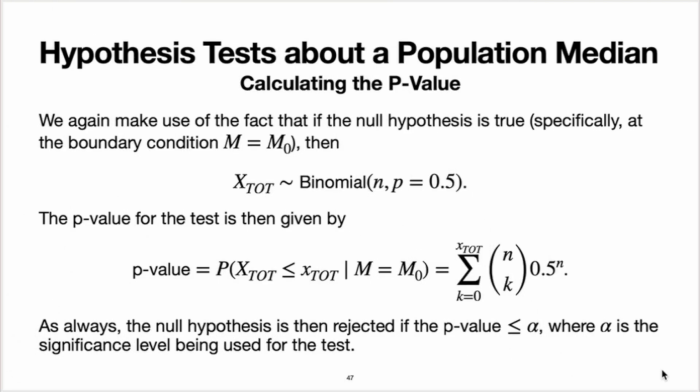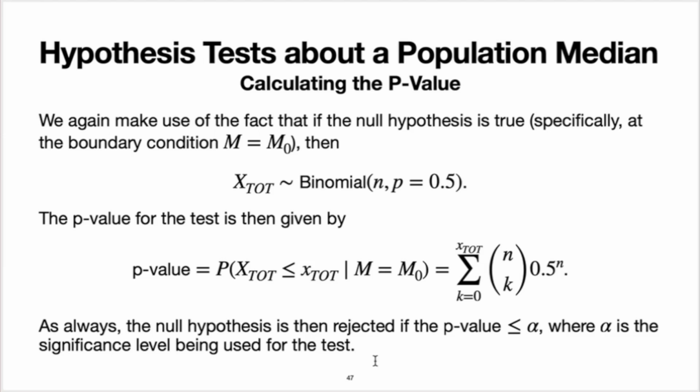Now, we again make use of the fact that if the null hypothesis is true, and specifically at the boundary condition cap M being equal to the specified value cap M sub 0, then X tote has a binomial distribution with n trials and success probability 0.5. And so for this left-tailed test, the p-value is equal to the probability that X tote is less than or equal to the observed value of X tote, little x tote, under the assumption that the boundary condition of the null hypothesis is true. This probability is given by the sum, k going from 0 up to little x tote, of the PMF of this binomial distribution. And so we see here how we would calculate this.